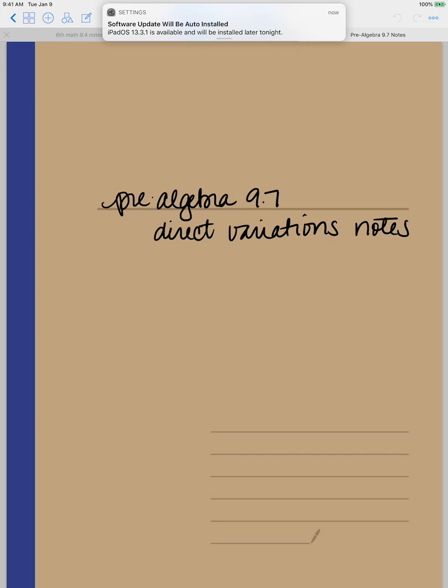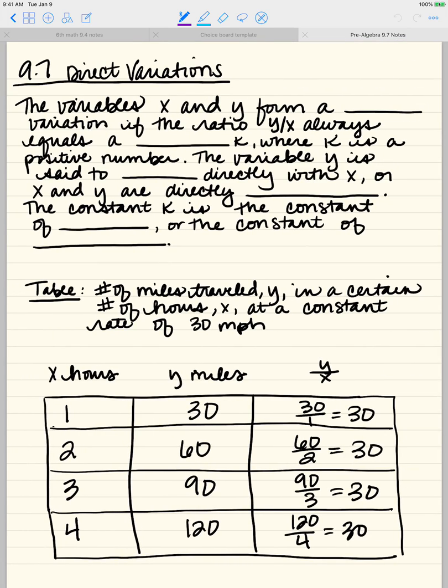Hey, pre-algebra, it's time to keep moving in chapter 9 on 9.7. Please make sure that you have 9.7 open. It's on page 378 in your textbook, and you have your direct variations notes ready to go.